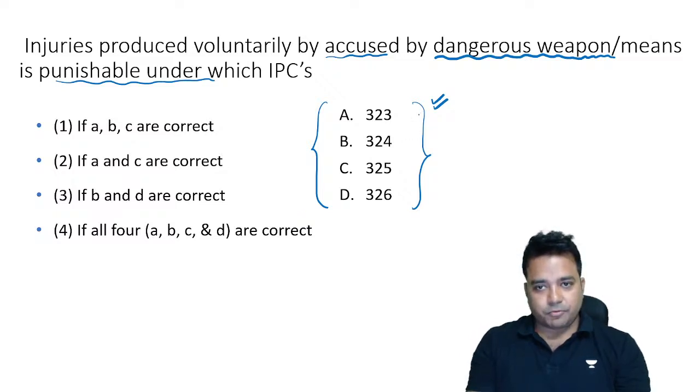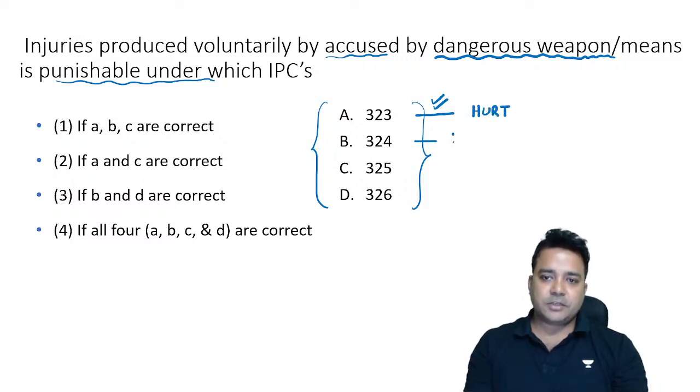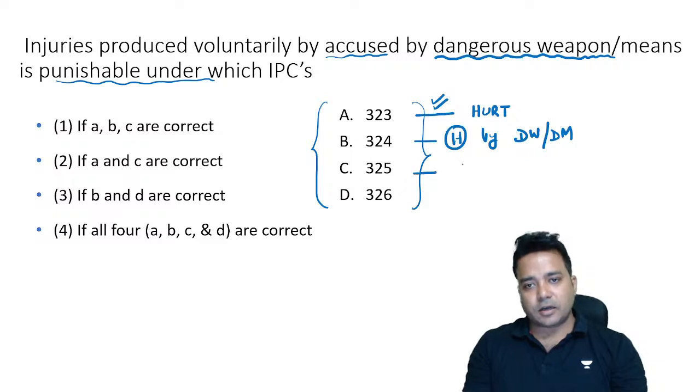So what is 323 IPC? Punishment for intentionally causing hurt to a person. What is 324 IPC? Causing hurt to a person by dangerous weapon or dangerous means. 325, on the other hand, deals with punishment for causing grievous hurt to a person intentionally, and 326 deals with grievous hurt by dangerous weapon or means.